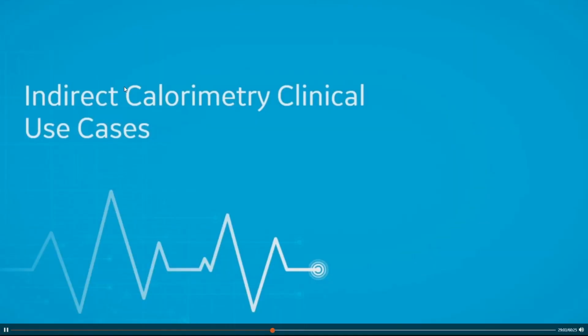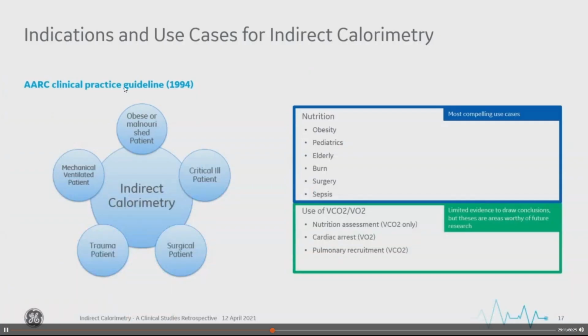Let's move on into some clinical use cases, and also leveraging some of the clinical evidence that helps to support this. At a high level, this is something that came from the ARC practice guidelines years ago, but it's still quite relevant today. Indirect calorimetry, the poster child or the prototypical use cases are the critically ill, mechanically ventilated, those that are obese or malnourished, at risk of malnutrition, the surgical patients, and the trauma patients.